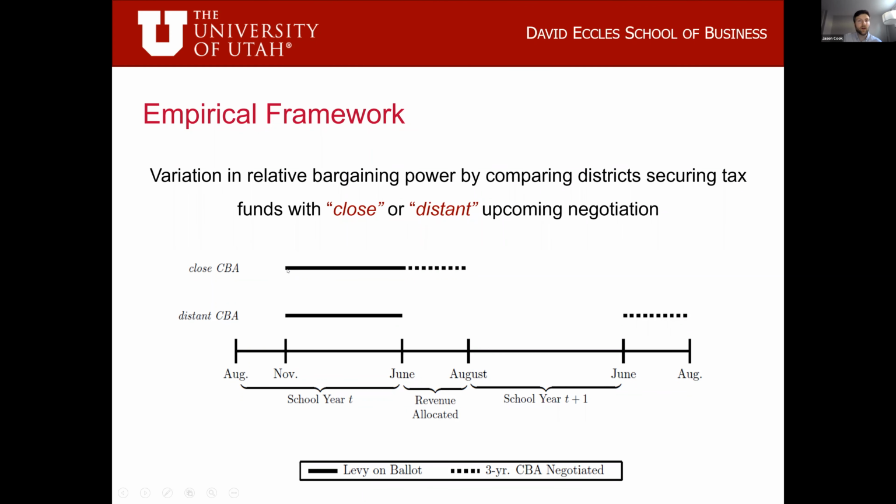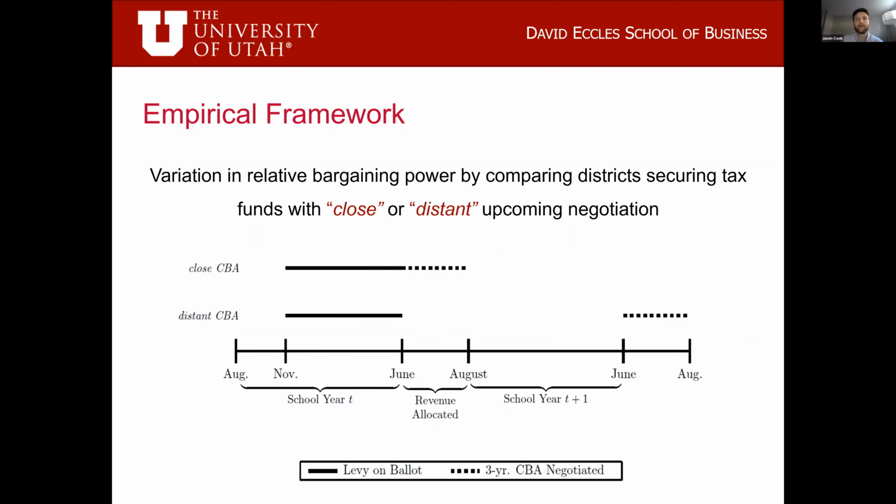These ones are able to put a ballot or put a referenda up for a tax levy between November and June, and then their collective bargaining happens sometime in the summer. Most of the collective bargaining happens in the summer between the school years. So this would be a close district, and then a distant district. They have their scheduled collective bargaining the following summer. So they put it on the ballot at the same time, but then their next scheduled round is further in the future.